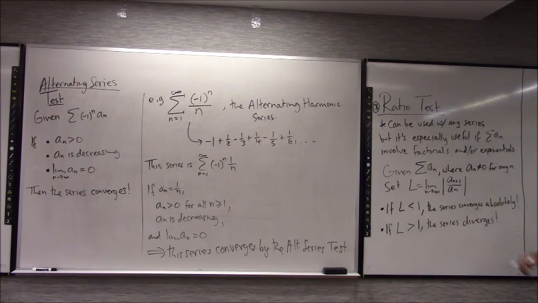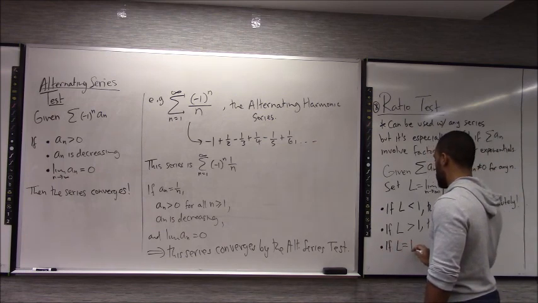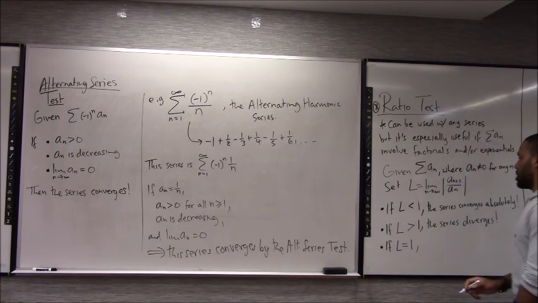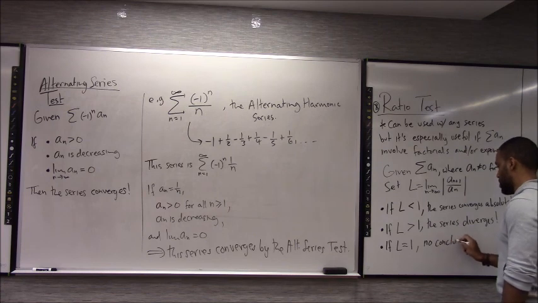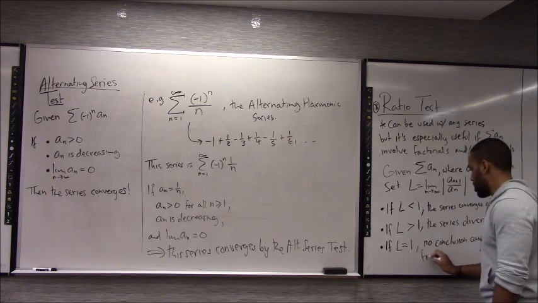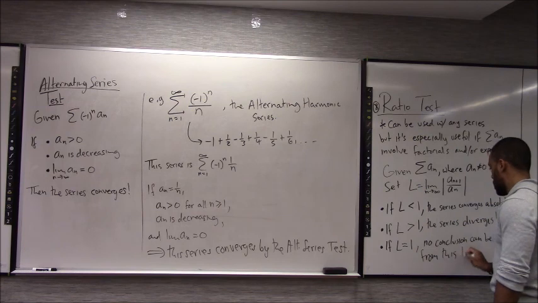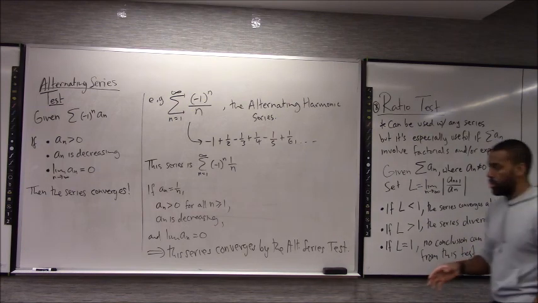So you find this limit. If it's less than 1, it converges. If it's greater than 1, it will diverge. Three: if L equals 1, then no conclusion can be made from this test. The series may converge or diverge if the limit is actually 1 specifically.